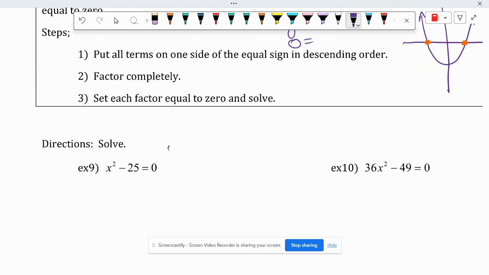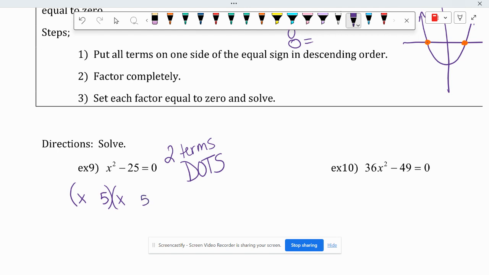How many terms are there? 2. Okay, so if we have 2 terms, the first thing I want to do is check and see if they're both perfect squares. Are they? Yeah. Are they joined by a minus sign? Yeah, they are. So I'm just going to take the square root of both terms. What's the square root of x squared? X. And what is the square root of 25?